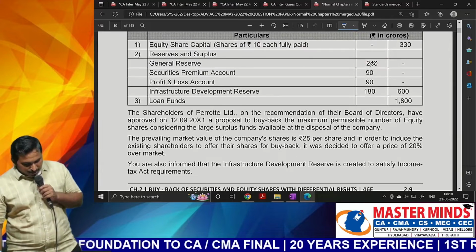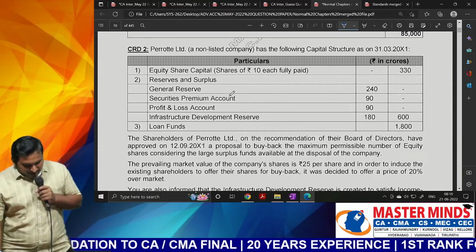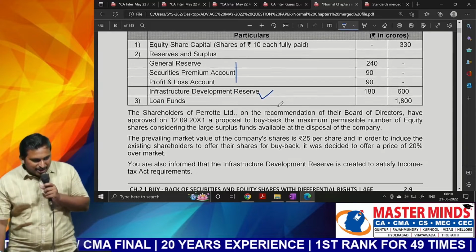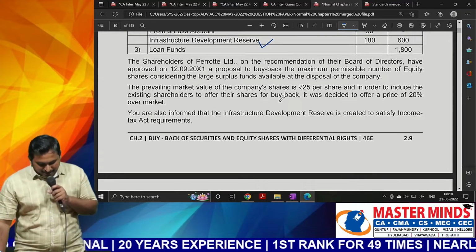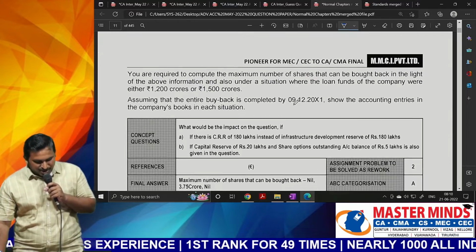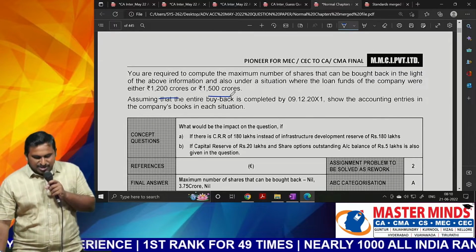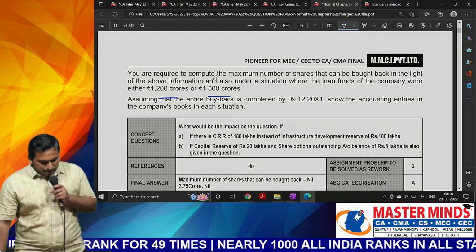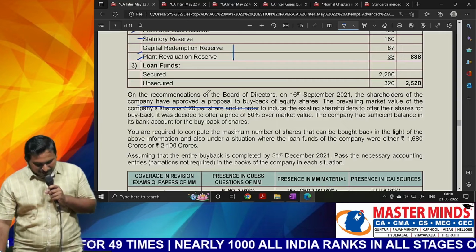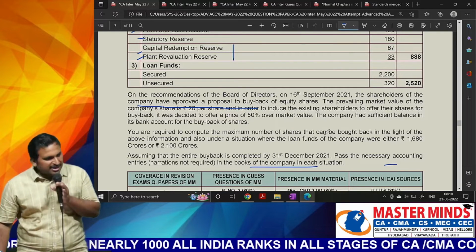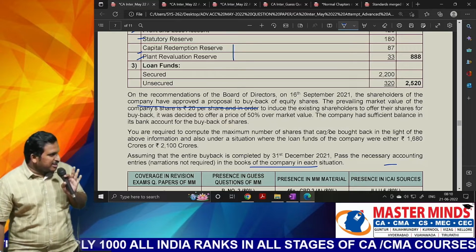This was the question, sir. Parrot Limited. Instead of having this infrastructure development reserve, they have created 2 more extra reserves. But with that extra 20%, 25 rupees per share, the other situations are exactly the same. Ultimately, they're asking to compute the maximum number of shares and then the journal entries, in both the cases. Same question, sir, with just a change in values.